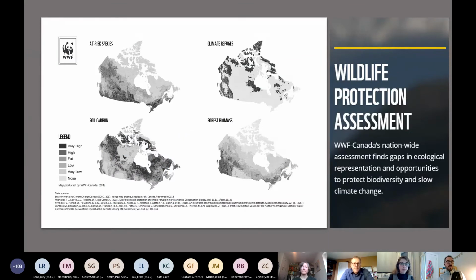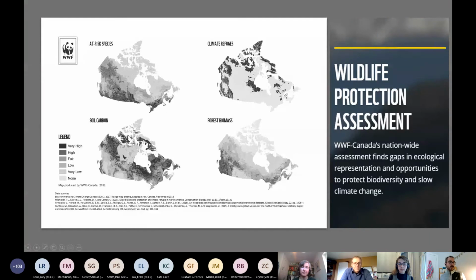which is what's called our wildlife protection assessment. And this focused on terrestrial protected areas and essentially how we're faring, and looking at both ecological representation, but layering in above that some additional factors. Certainly the aggregations and congregations of species at risk and where they occur, that's on the top left side of the slide.